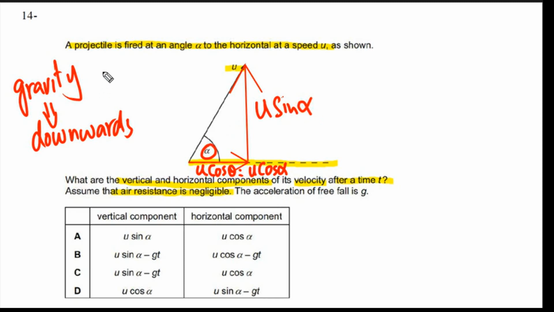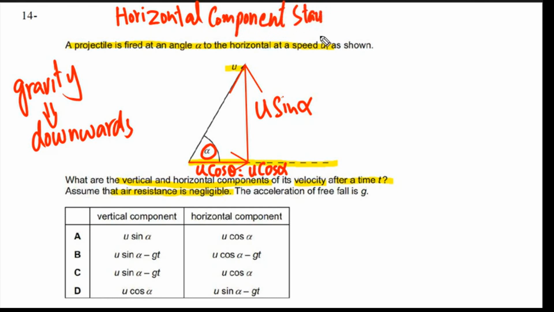Okay, now as we have already discussed, only gravity is acting on this, and as only gravity is acting, it means there is no force along the horizontal, so the horizontal component of velocity will not change. So we can also say that the horizontal component of velocity stays the same.